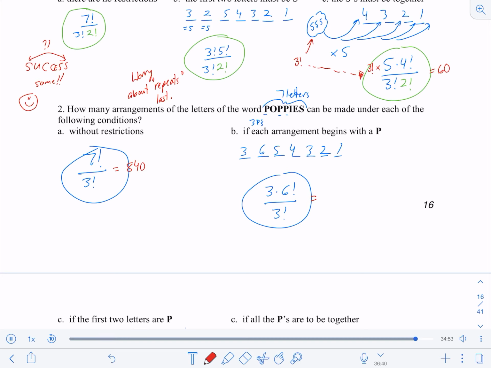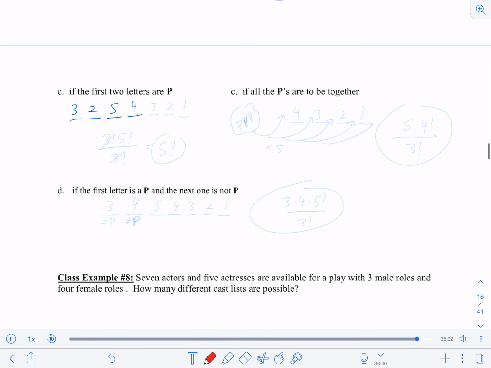If the first 2 letters are P, okay, so we've got a P and a P, that's 3, 2, and then after that, 5, 4, 3, 2, 1. So we've got 3 factorial, 5 factorial, and then we need to divide by 3 factorial because of all of the P's.